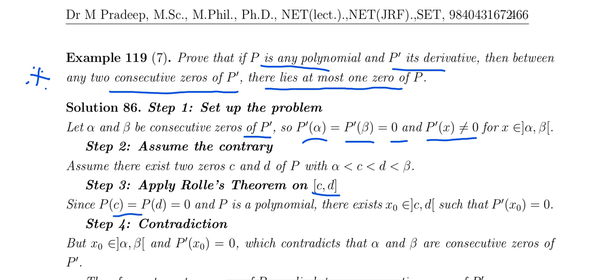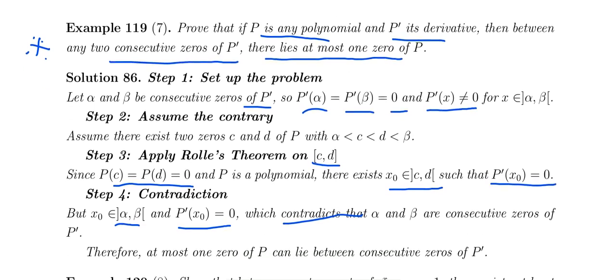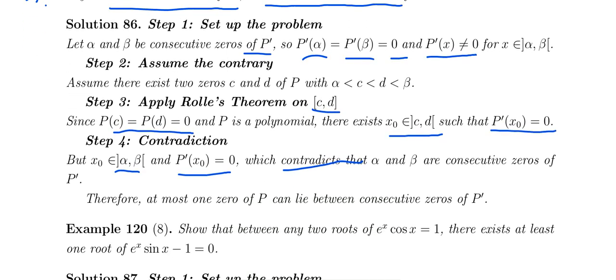ரெண்டுமே zeros என்பதனால் p of c equal to p of d equal to 0. We can apply Rolle's theorem. There exists x naught belongs to c comma d, p dash of x naught equal to 0. So x naught belongs to alpha comma beta, p dash of x naught equal to 0. Which contradicts that alpha and beta are the consecutive zeros of p dash. இந்த contradiction வருது, ஏனென்றால் that is at most one zero of p. Therefore at most one zero of p can lie between the consecutive zeros of p dash.